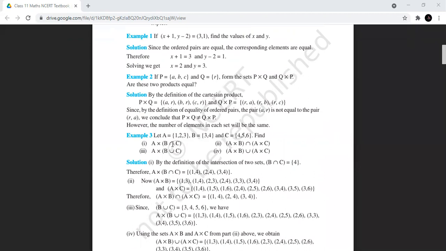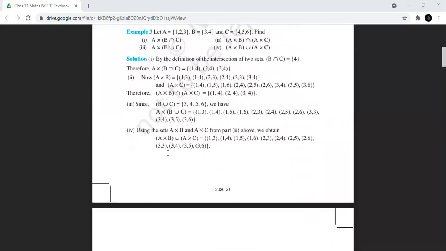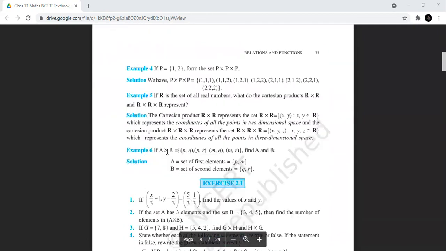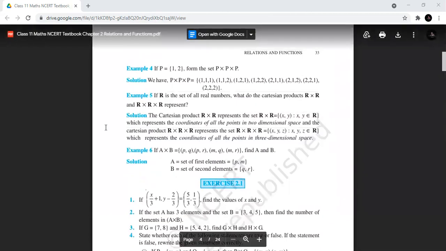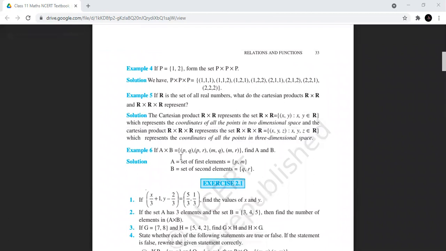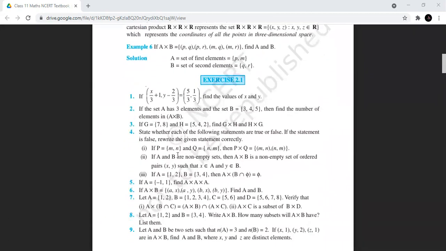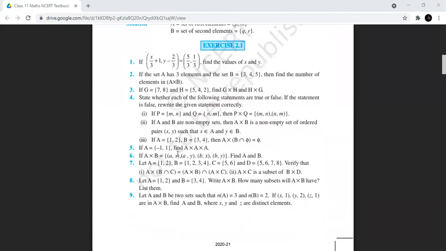Okay, so I think example 3 also you all will follow, hopefully. So I will, I guess, now move straight on to the exercise. Solved examples you can go through on your own. Still, if you have any doubt, let me know. I will explain it once again. And we will take up exercise 2.1 now.